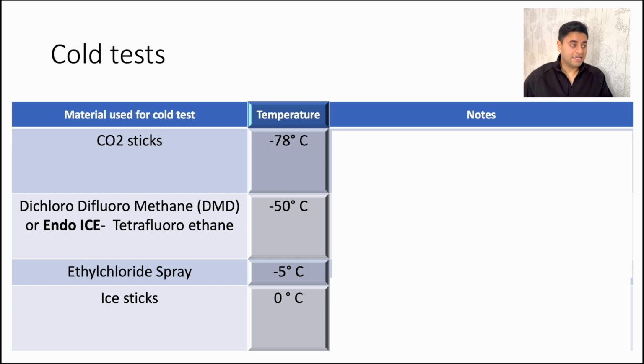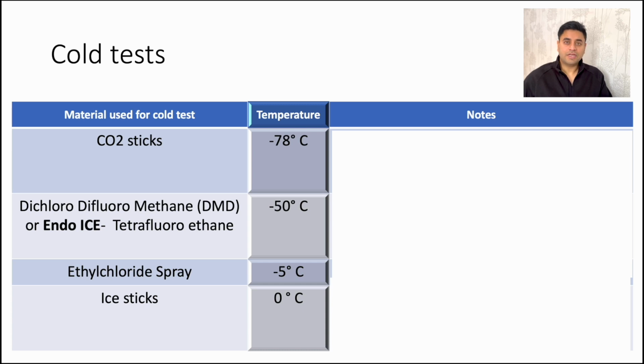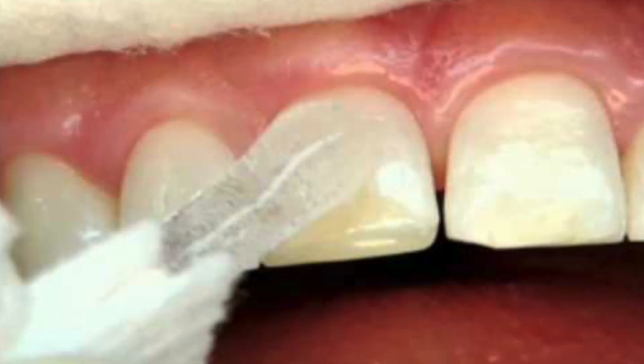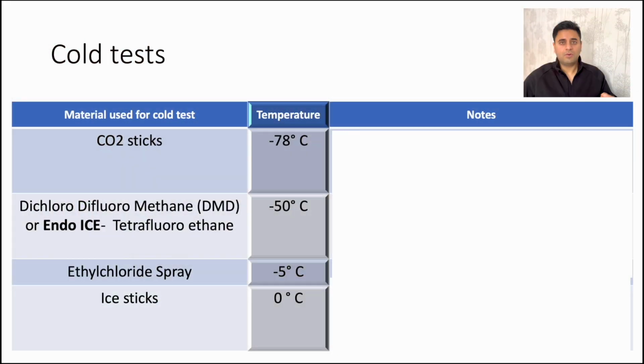The carbon dioxide stick is going to be the coldest. Dry ice will give you the coldest temperature, which is negative 78 degrees centigrade. The next is endo ice, which is something that we use a lot at our dental school, and the temperature that it offers is negative 50 degrees centigrade. After that, ethyl chloride spray gives you negative 5 degrees, and the least cold among all these is the ice stick, because yes, ice is frozen at 0 degrees, but once you take it out and hold it in a tweezer or in your glove finger, it comes a little bit above 0 degrees, which is not a temperature that you are looking for when you are doing a cold test.